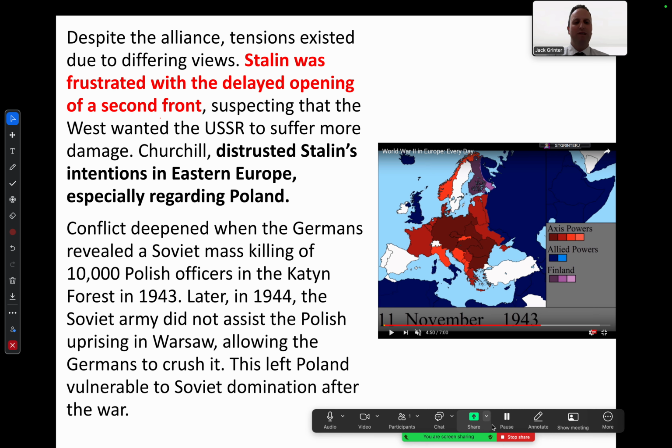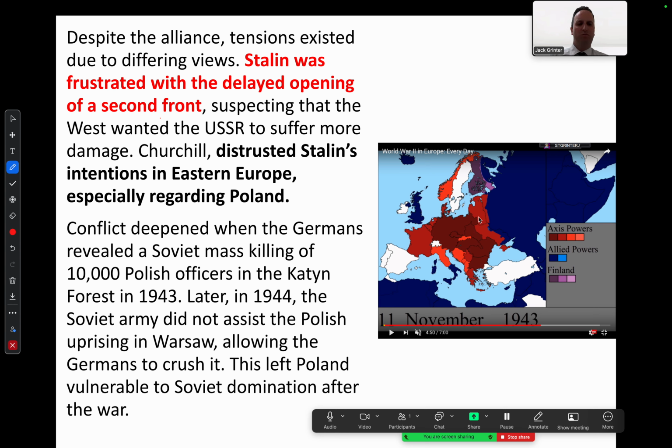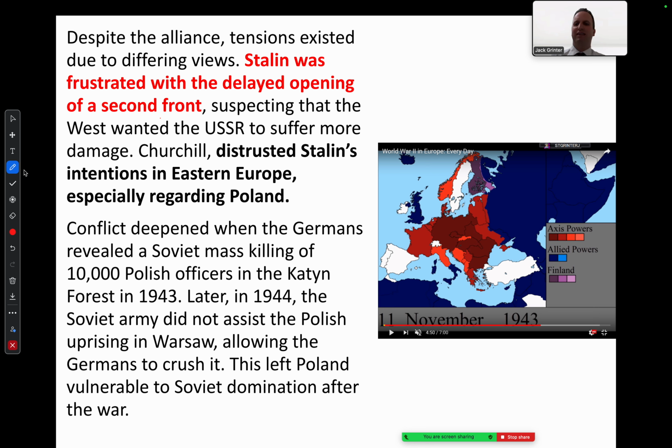What we mean by a second front is that the Soviet Union were engaged in brutal conflicts against Germany on the Eastern Front over here. So what Stalin and the Soviet Union wanted was for a second front to open, essentially meaning that Germany would be fighting on two fronts.